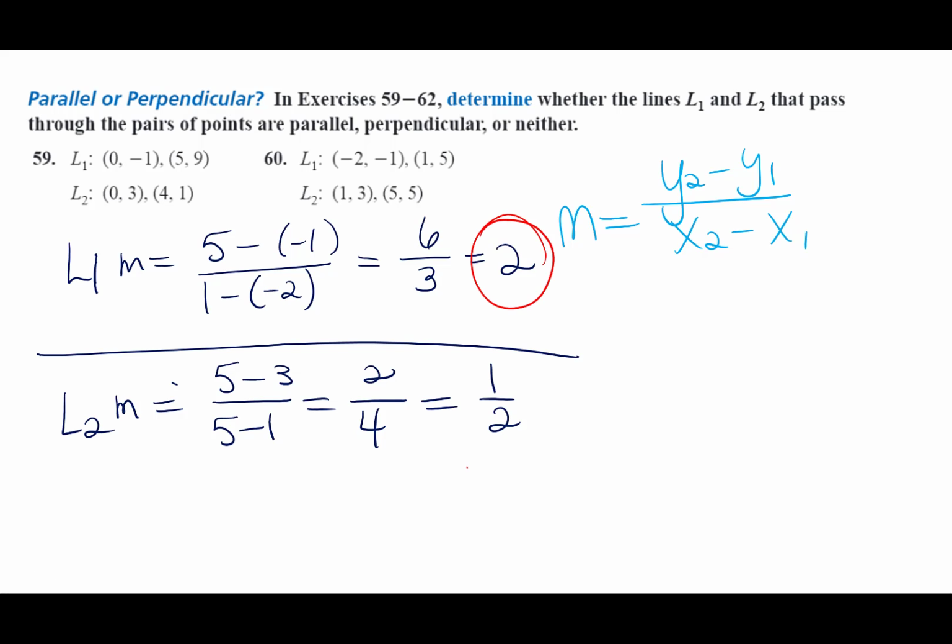Line number 1 has a slope of 2 and line number 2 has a slope of positive 1/2. These are reciprocals of each other, but the signs are not opposite. You need to have one positive and one negative in order for it to be perpendicular lines. Because they're both positive, we would write the answer neither parallel nor perpendicular lines.